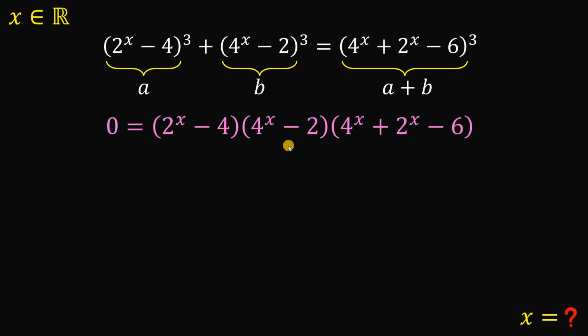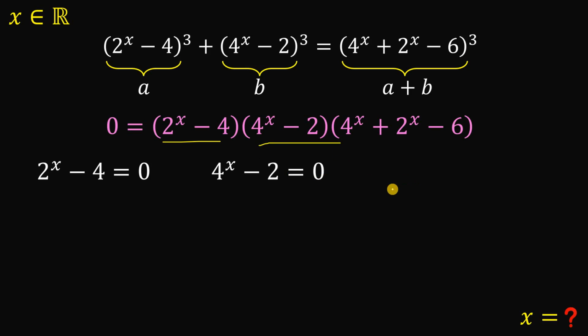Since it is equal to 0, it follows that at least one of them must be equal to 0, or we have the 0 property. So we can say 2 raised to the power of x minus 4 equals 0, the first factor, or 4 raised to the power of x minus 2 equals 0, the second factor, and the third factor, 4 raised to the power of x plus 2 raised to the power of x minus 6 equals 0.